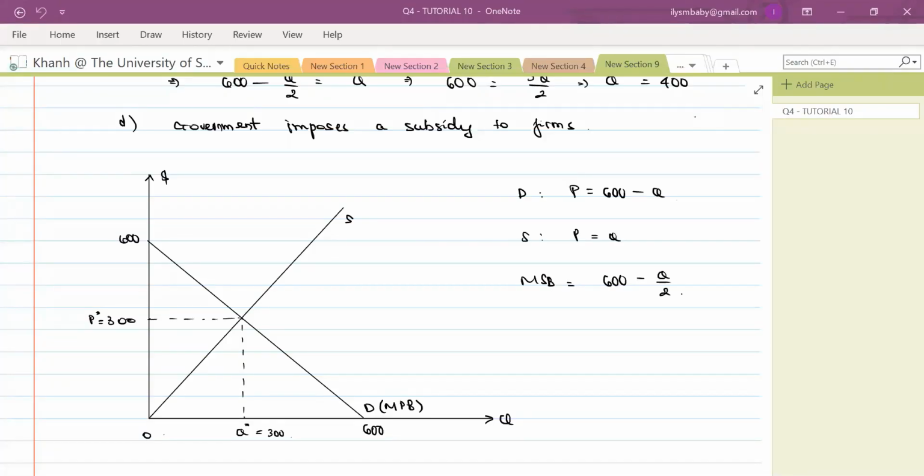Okay, so as you can see, the marginal social benefit has the same vertical intercept as the marginal private benefit, which is the demand curve. However, the slope is basically half of the slope of the demand curve.